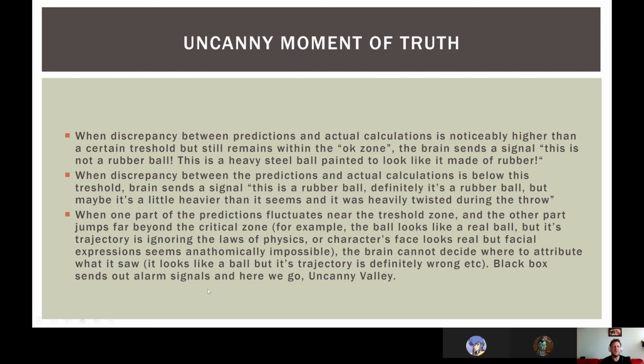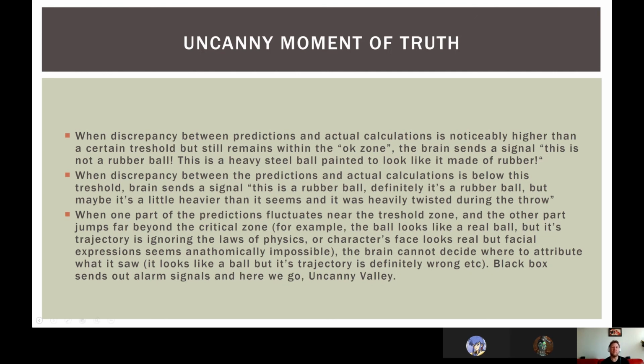When the discrepancy between the predictions and actual calculations is below this threshold, the brain sends the signal: this is a rubber ball, definitely, for sure, but maybe it's a little heavier than it seems, and it was heavily wasted during the throw. So basically, it matches the criteria written inside your head, but it behaves slightly differently, and this slight difference is inside the range, not on the threshold line.